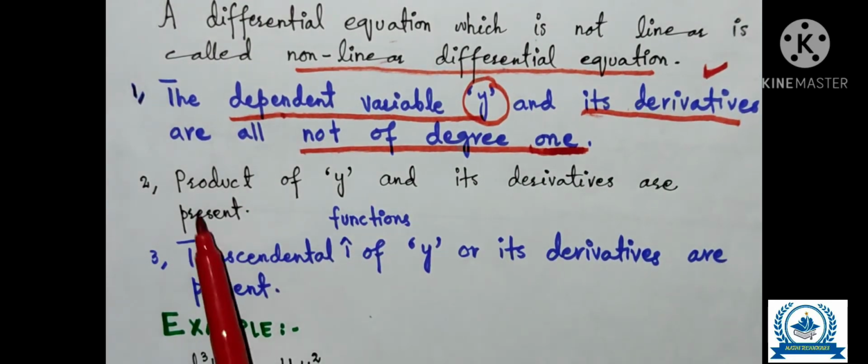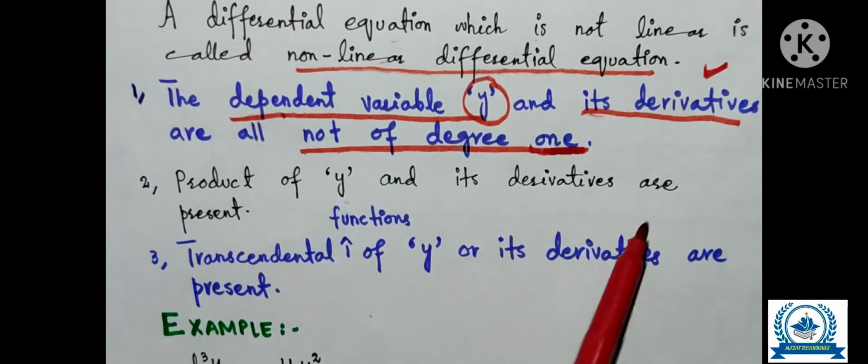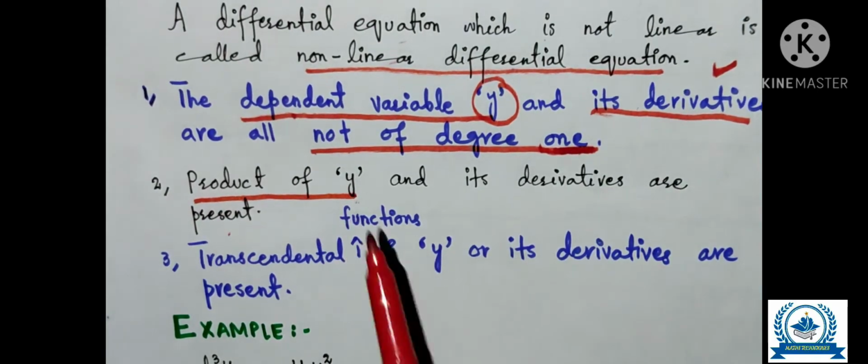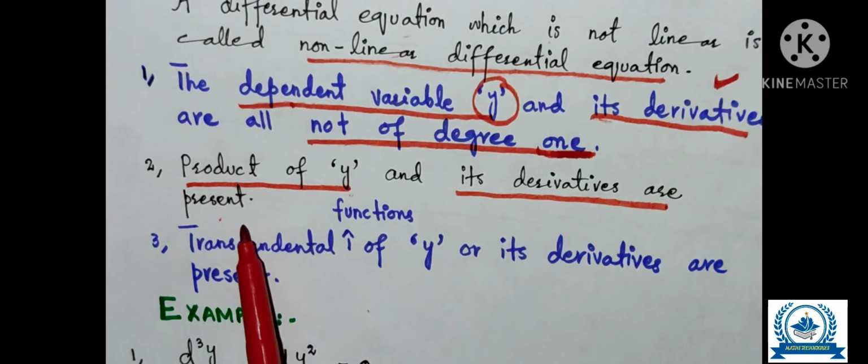Now the second says the product of y and its derivative is present. It means we have a product of y and its derivative present over there. Then we could say that the equation is non-linear.